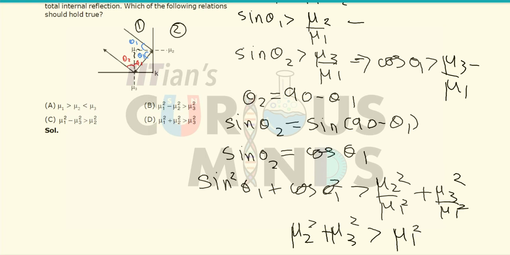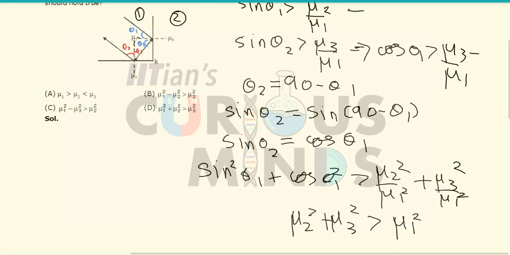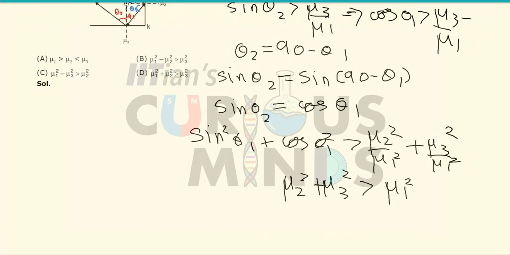Now let us see all the options and find out whether options B, C and D are correct or not. First, let us check option B, mu 1 square minus mu 2 square. If I shift this to the left hand side, mu 3 square should be smaller than mu 1 square minus mu 2 square. I had written it in reverse form earlier. So option number B is correct.